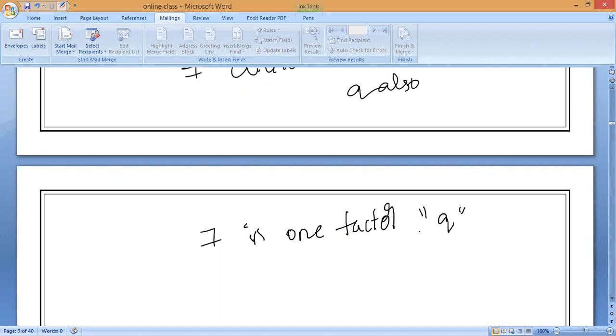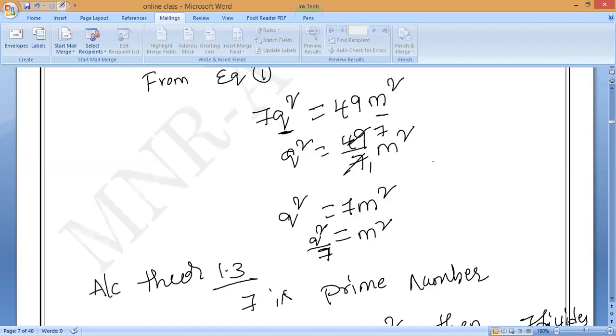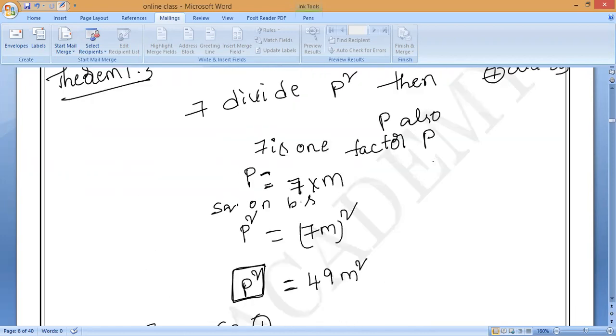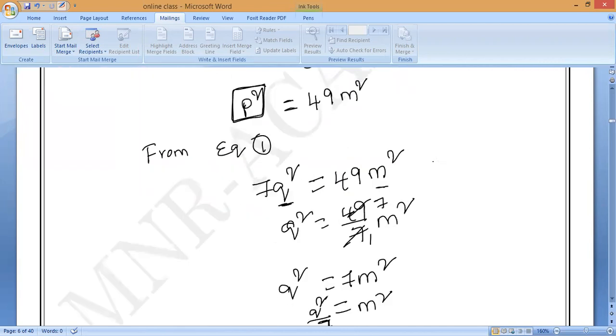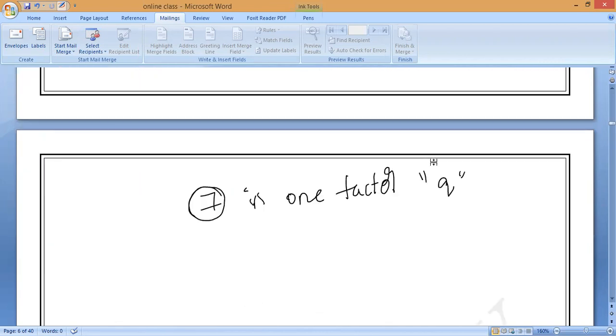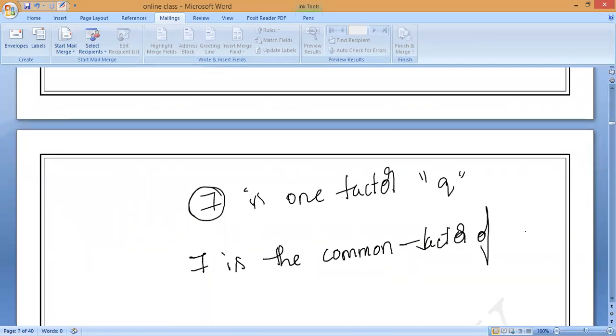Before, we got 7 is a common factor of p. Now we get 7 is one factor of q. It means 7 is the common factor of P and Q.